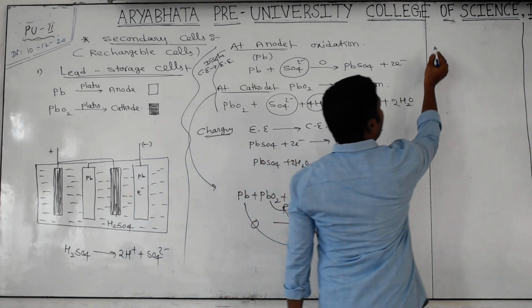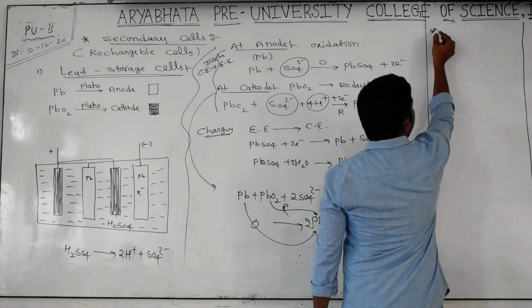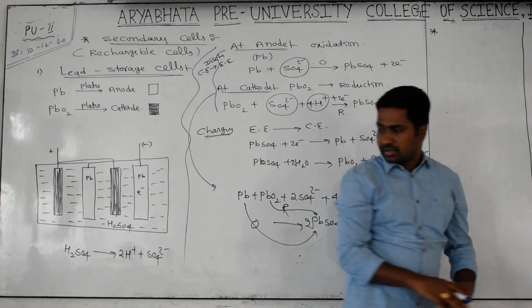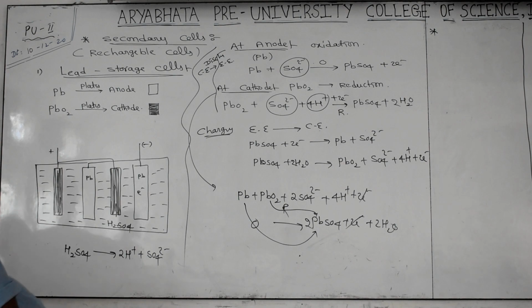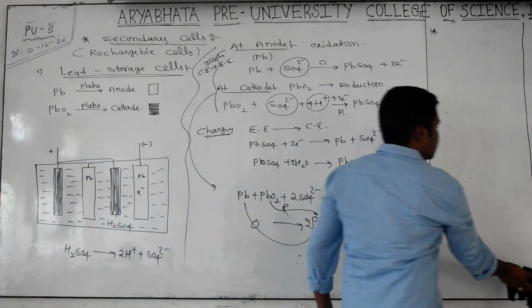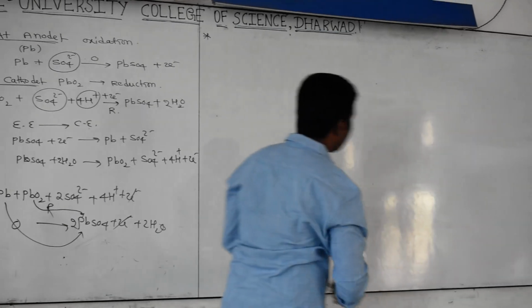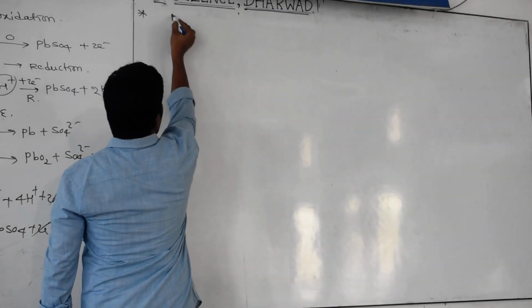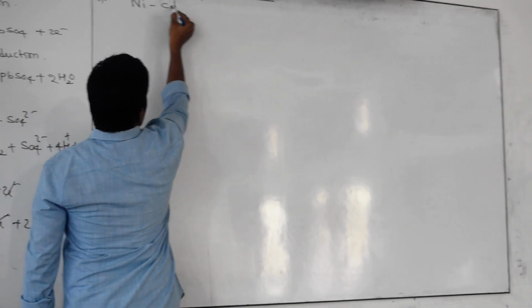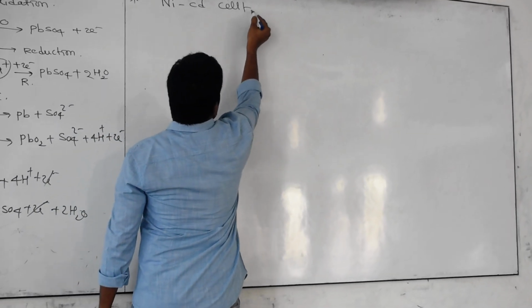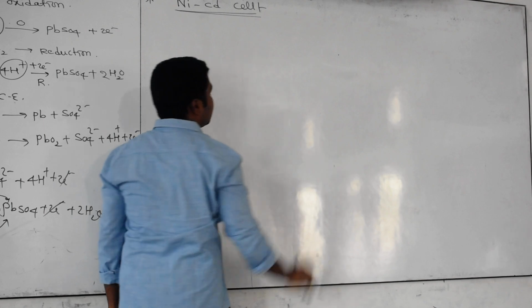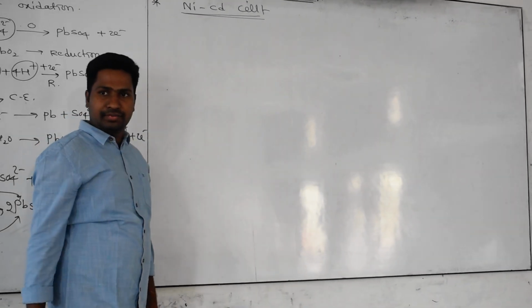Yes. Now we have to do one more thing. It is nothing but another type of secondary cell, the nickel cadmium cell. We have to discuss the second cell, the nickel cadmium cell or battery. This is a little bit costly cell, that's why it is not used that much in our daily life.